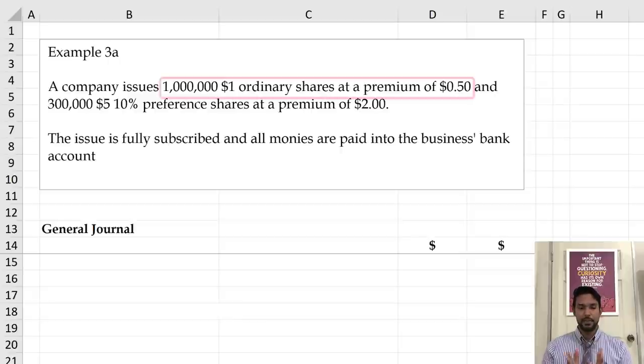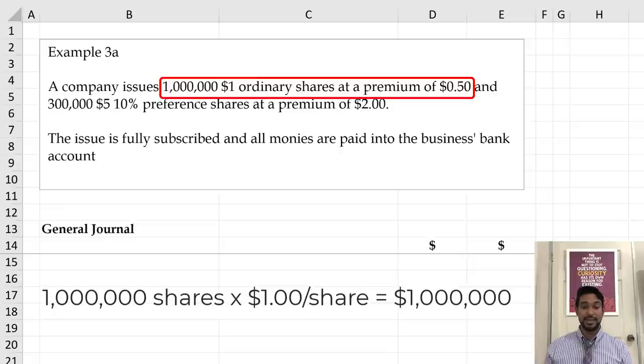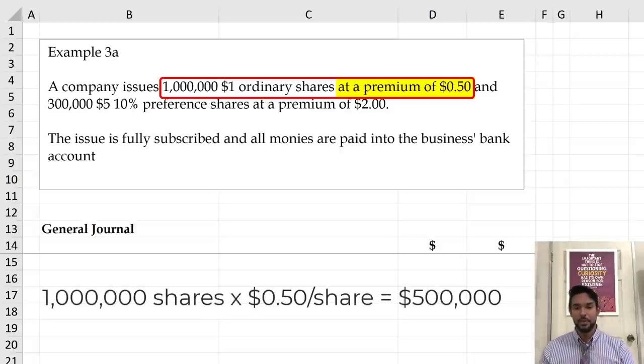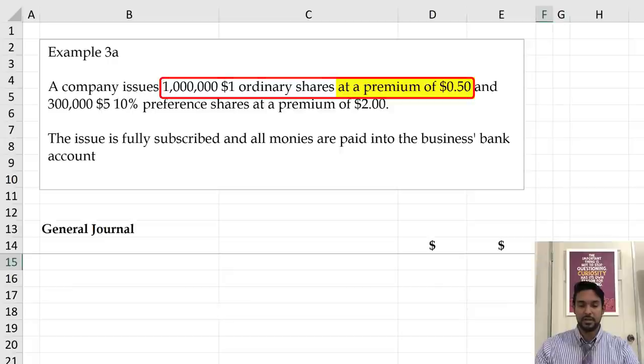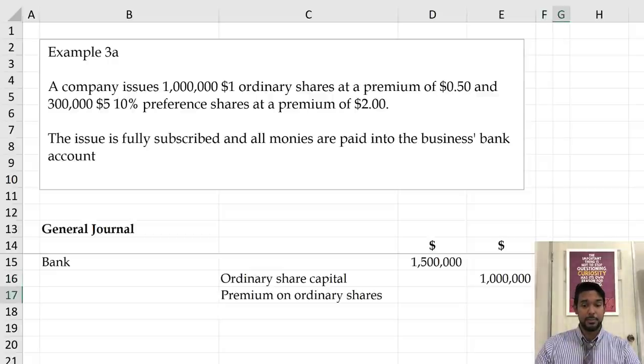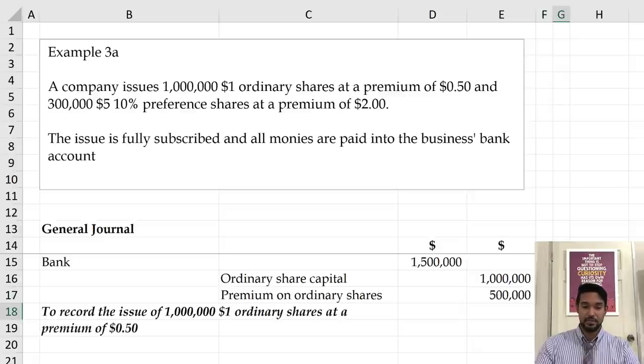So let's get some figures going. $1,000,000 ordinary shares, $1,000,000 by $1 is $1,000,000, at a premium of 50 cents. So they also pay an additional 50 cents. 50 cents or 0.5 by $1,000,000 is $500,000. So from the issue of the ordinary shares, we have $1.5 million coming into bank. And where did it come from? It came from ordinary share capital at par, which is $1,000,000, and share premium or premium on ordinary shares, that's $500,000. Narration, basically what happened: to record the issue of $1,000,000 ordinary shares at a premium of 50 cents per share.